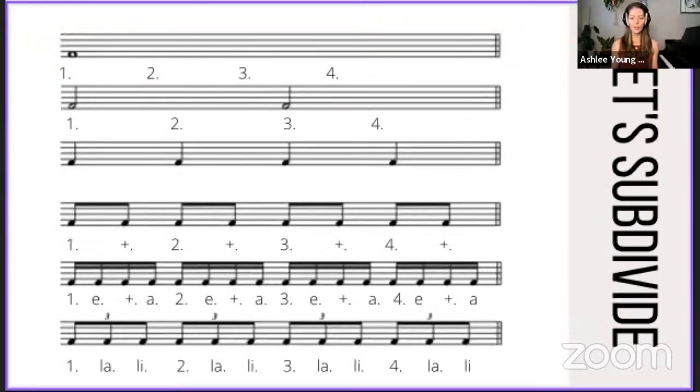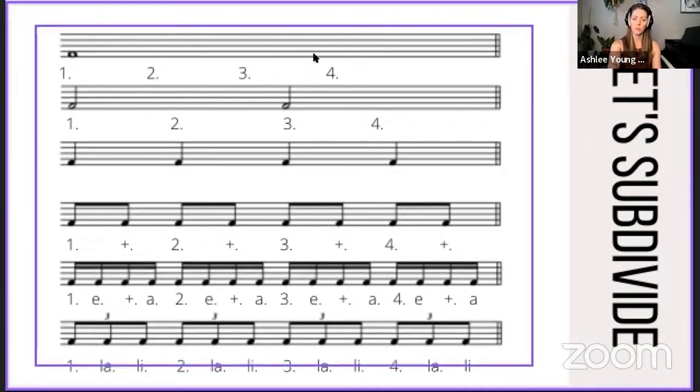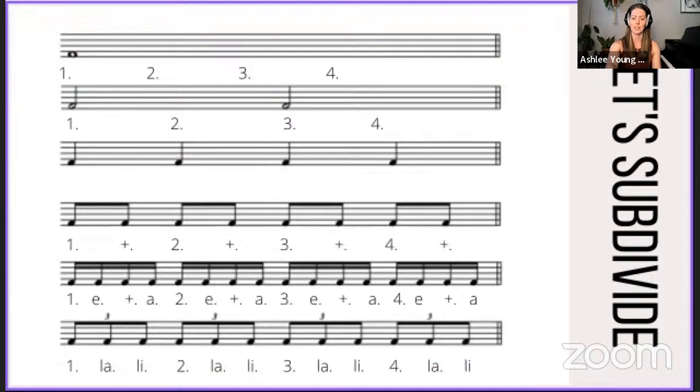So now we're going to look at some actual symbols on the page, some actual notes, some visual representations of rhythm. So we've got a whole note, which gets 4 beats. We've got 2 half notes, which each get 2 beats, quarter notes, eighth notes, 16th notes, and triplets.